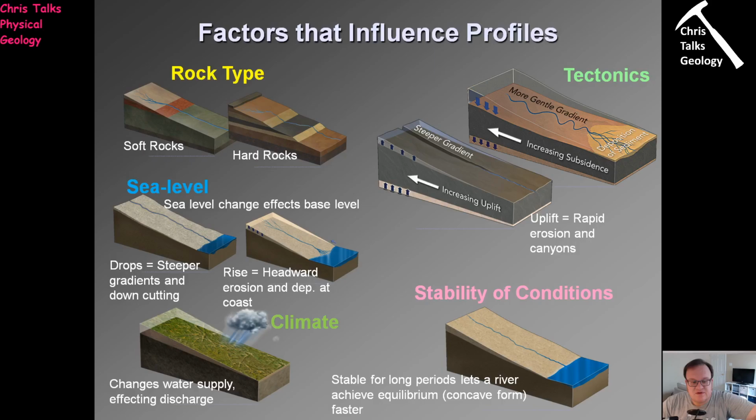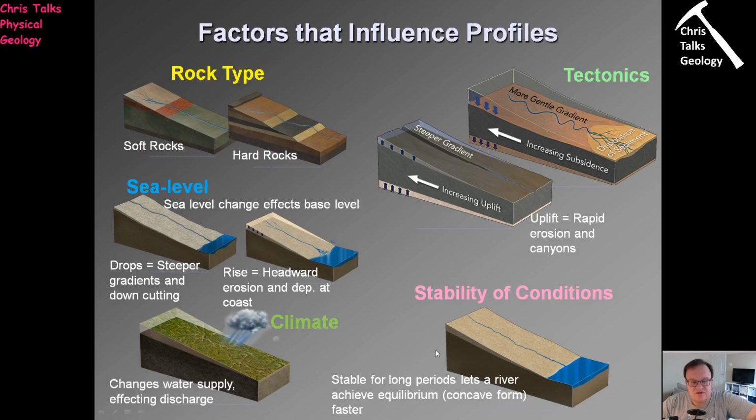If, however, you have a situation where the river only gets replenished by rainwater once every 10 years or so, well, it's only once every 10 years that your river will actually be flowing and eroding. And so in that situation, obviously, it's going to take a lot longer for your river to actually achieve its preferred profile.